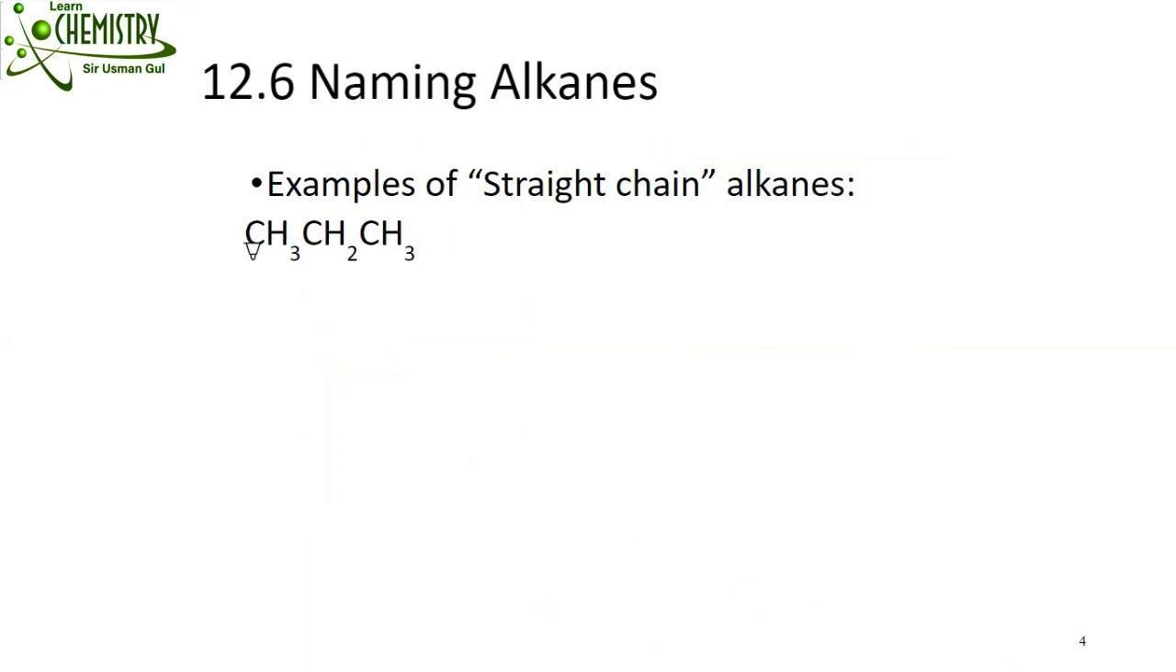Moving forward, this is the first example of a straight chain alkane. Now you can see it is written CH3, CH2, CH3. How many carbons can you see? There are three carbons, so the parent name will be prop, and the suffix will be ane. So the name will be propane. Remember one thing here, this one is a straight chain and it doesn't have any branch, so we can also call this one n-propane.